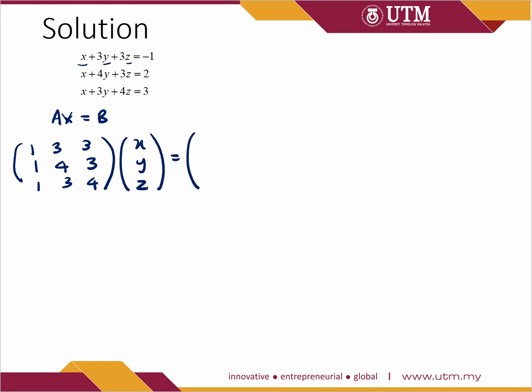And the B matrix is the constant on the right hand side, so it will be negative 1, 2, and 3. So from this, we can obtain the variable X, which is x, y, z, by taking the inverse matrix of A multiplied with B. So in order to find the inverse matrix of A, we can use the adjoint method.